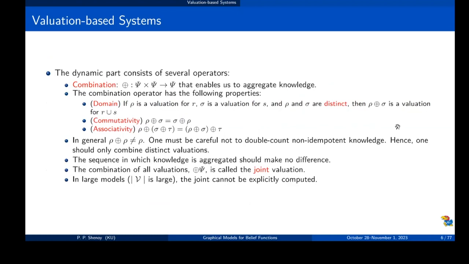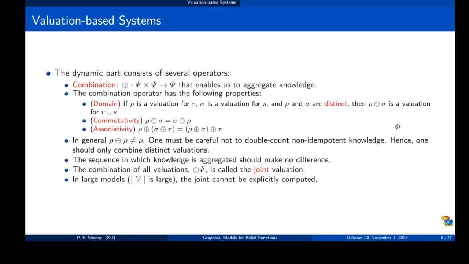So the dynamic part, on top of the static part, where we have values, variables and valuations. The dynamic part has a combination operator. How do we combine knowledge? This allows us to aggregate knowledge. In DS theory, Dempster's rule is the combination operator, and it has the following properties.